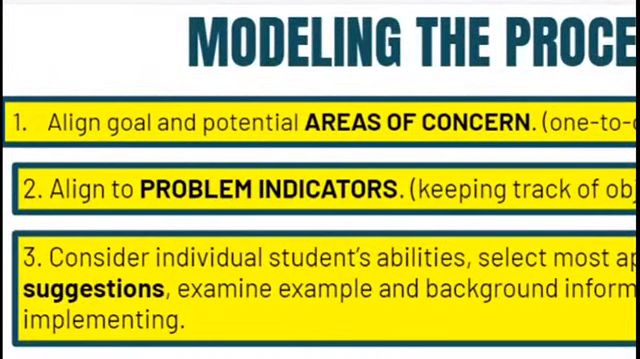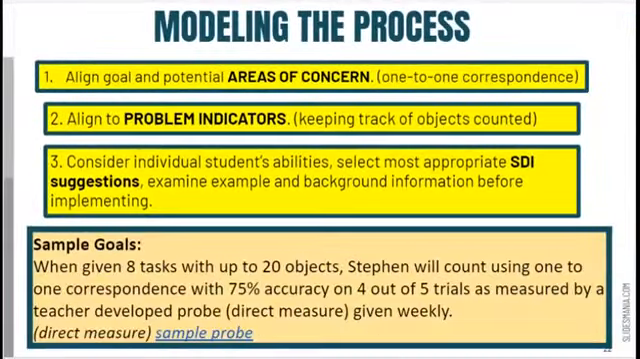Step 1 in the process is to align the goal and a potential area of concern. In this case, our area of concern selected is one-to-one correspondence. Step 2 in the process is to align that to problem indicators. In this case, we have selected keeping track of objects counted as the problem indicator for Stephen. Step 3, the final step, is to consider the individual student's ability and select the most appropriate SDI suggestions, looking at examples and background information before implementing anything.